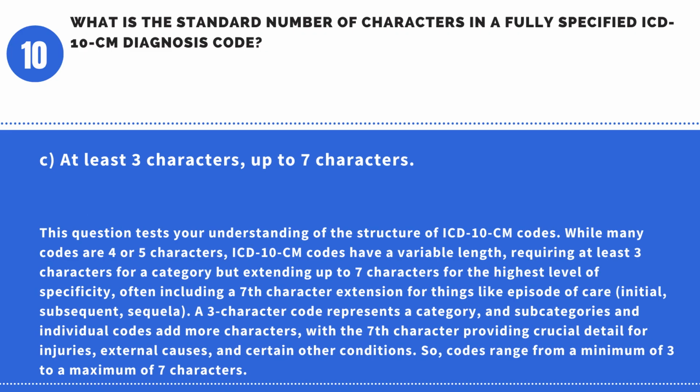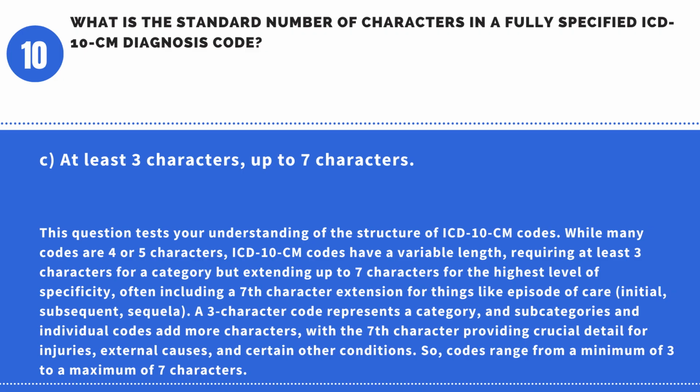Answer C. At least 3 characters, up to 7 characters. This question tests your understanding of the structure of ICD-10-CM codes. While many codes are 4 or 5 characters, ICD-10-CM codes have a variable length, requiring at least 3 characters for a category but extending up to 7 characters for the highest level of specificity, often including a 7th character extension for things like episode of care: initial, subsequent, sequela.